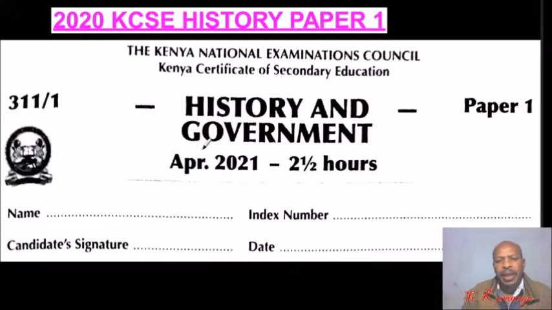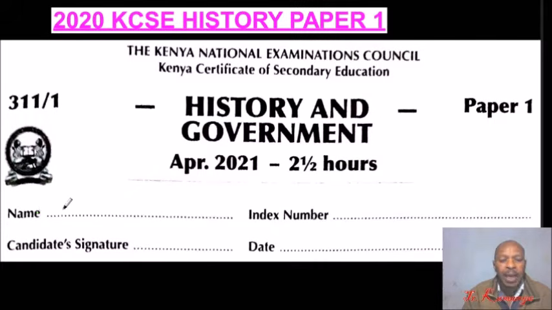This is History and Government, Paper 1, which was done in April 2021, which was meant for 2020, but because of COVID, it was postponed up to April 2021. So you are supposed to take 2.5 hours. So this is the first page, that is from Kenya National Examination Council. The first page you are required to write your name, index number, your signature, and the date.